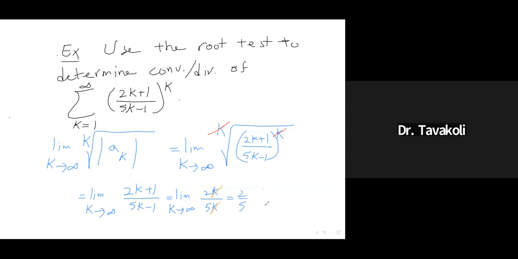Obviously, 2/5 is less than 1. Therefore, the series is absolutely convergent, or converges absolutely.